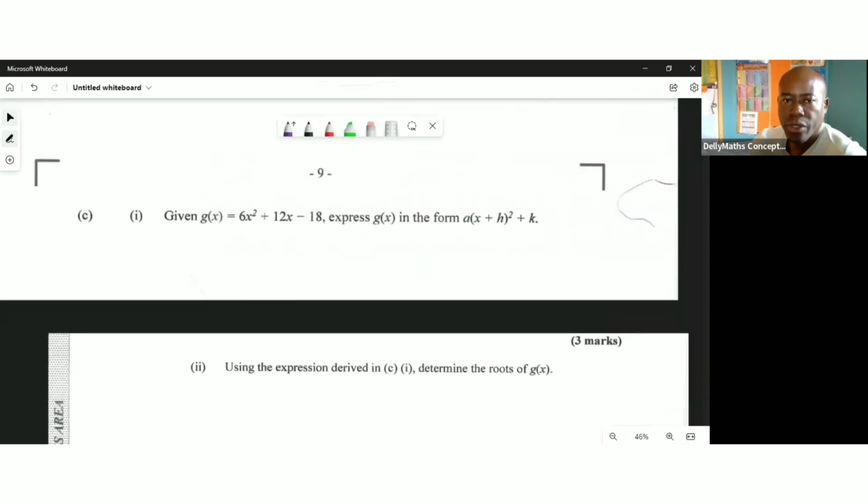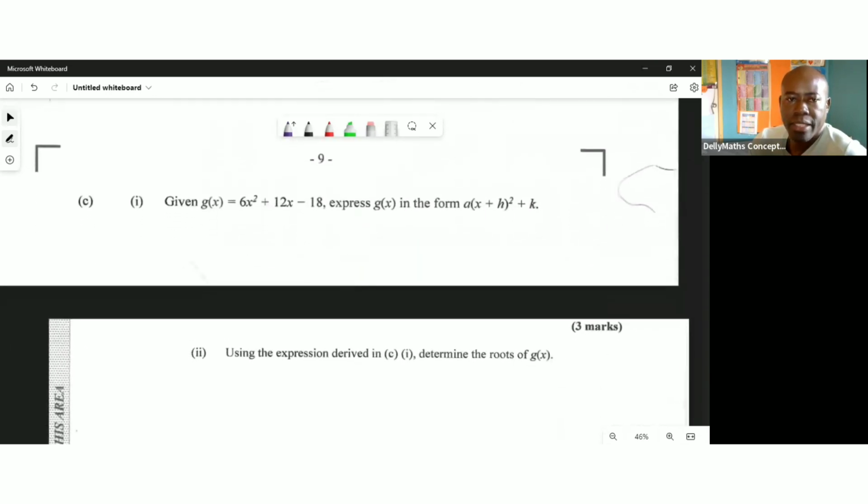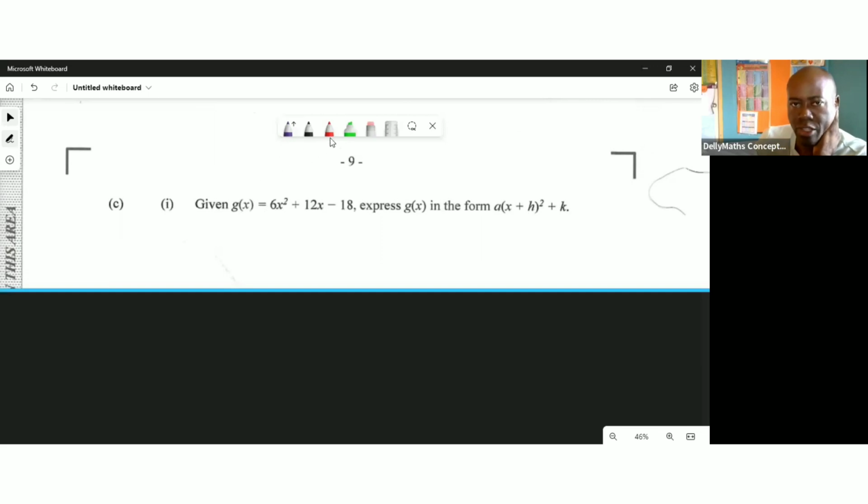All right. So here, it says the C part. It says given that g of x is equal to 6x squared plus 12x minus 18, express g of x in the completing the square form. The thing is, we can approach this a number of ways. All right. So let me drop the formula again.